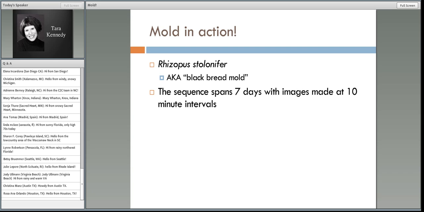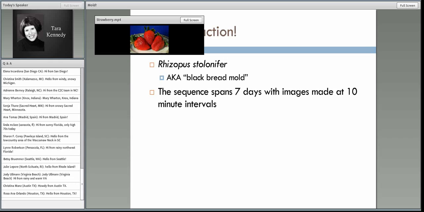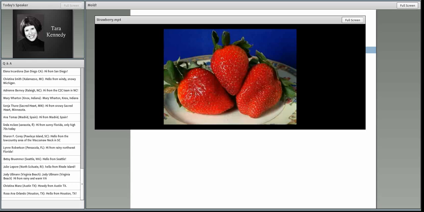Sure, is this the strawberry? That's the strawberry. All right. Let me ask also, is there any audio with these? Nope. Okay. Well, there's dramatic music. All right. I have to disconnect our audio in the room while this goes on. Go ahead.